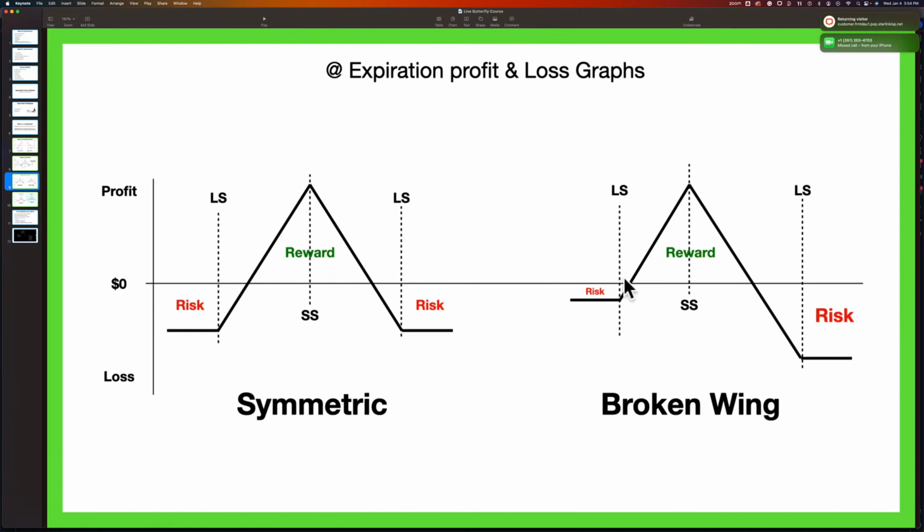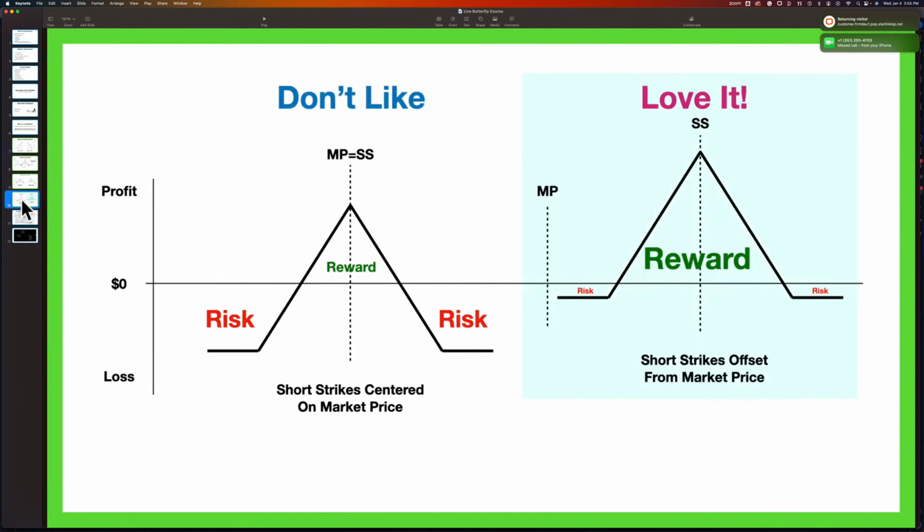This also creates a different type of profit curve in between here that is not conducive to day trading. The profit curve is falling away from us, so it doesn't give us a strong edge, unlike the symmetrical fly. And then finally, this is the difference between creating a neutral strategy, like on the left.